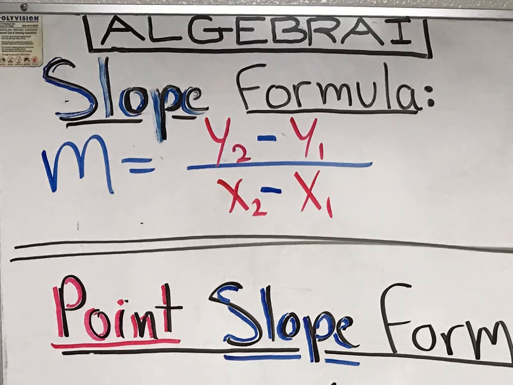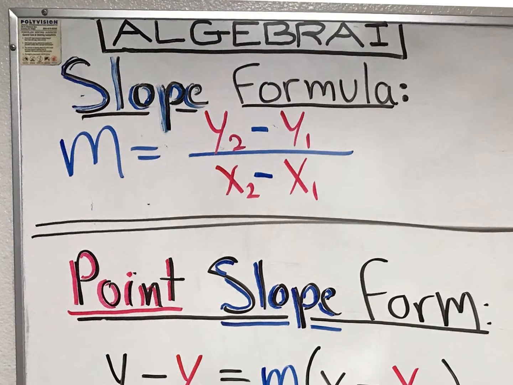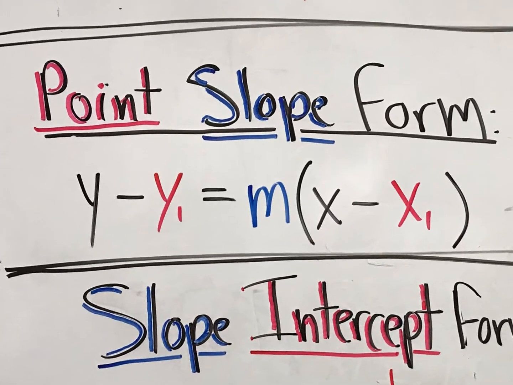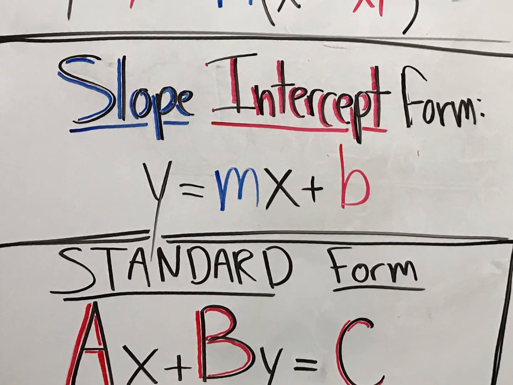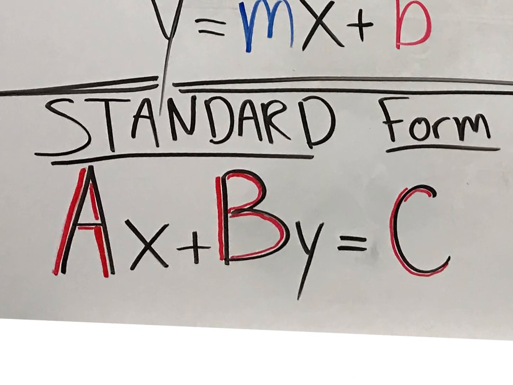If you have 2 points, you could use the slope formula to find the slope. Or if you had it visually, you could count rise over run. But this is the form that we're learning today, point slope form. The one that we already know is slope intercept form, and also standard form we already know.